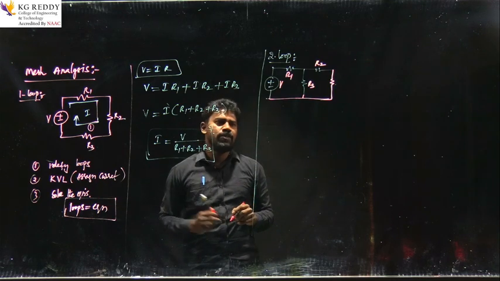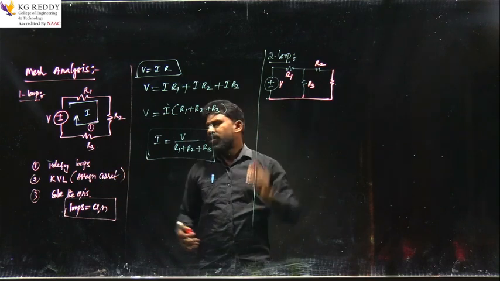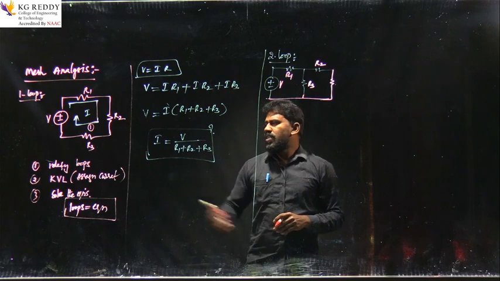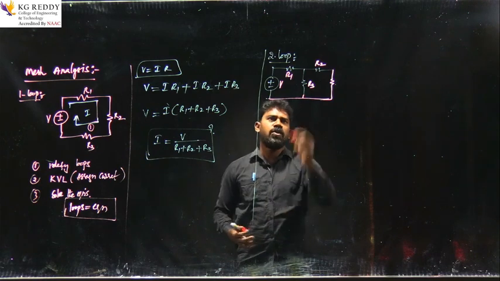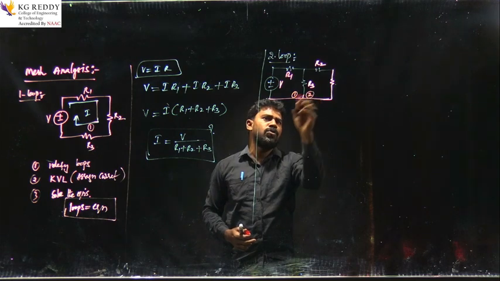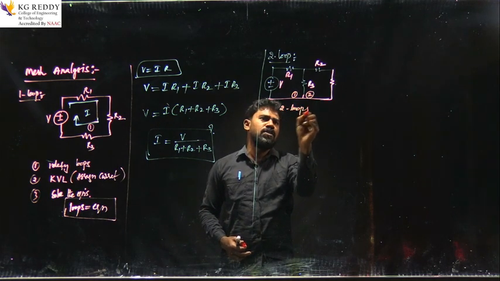Before going to that, we have to apply these three conditions. Then you will get the equations automatically. First, identify the number of loops. How many loops are there in this network? This is loop 1 and this is loop 2. So 2 loops are there in this network.